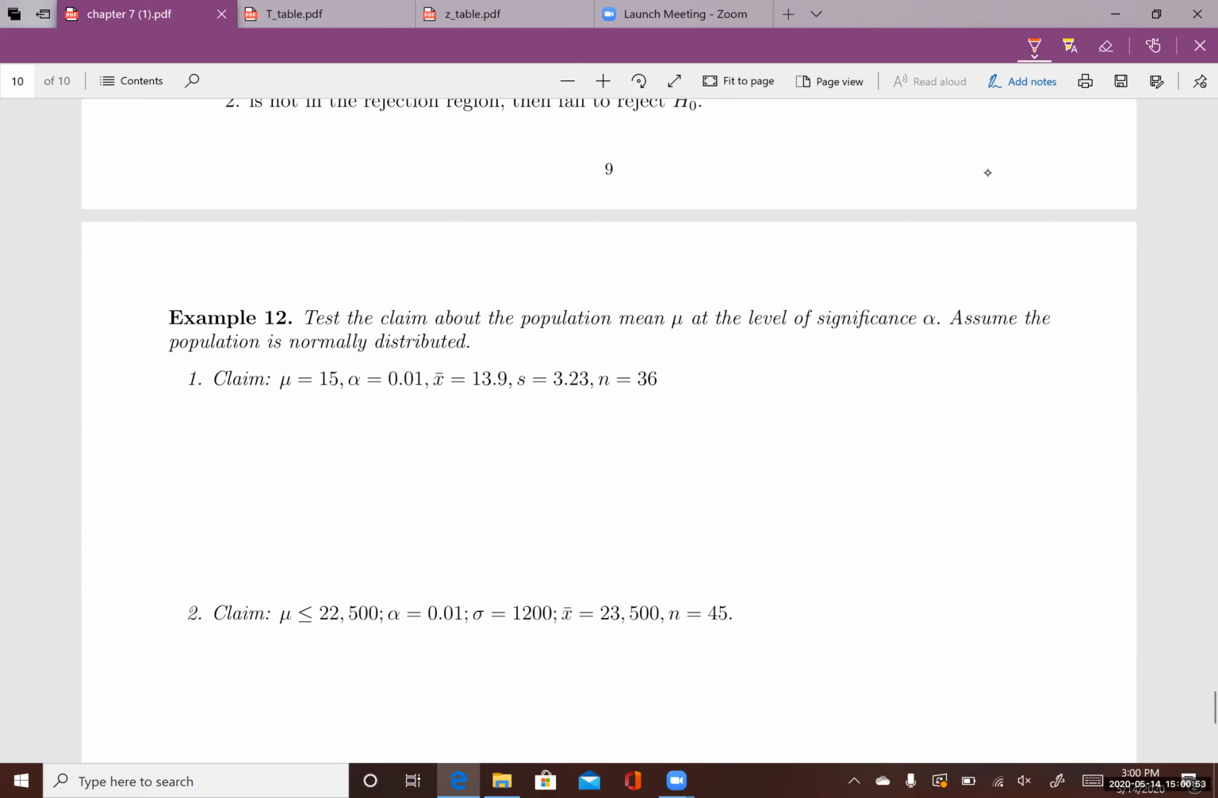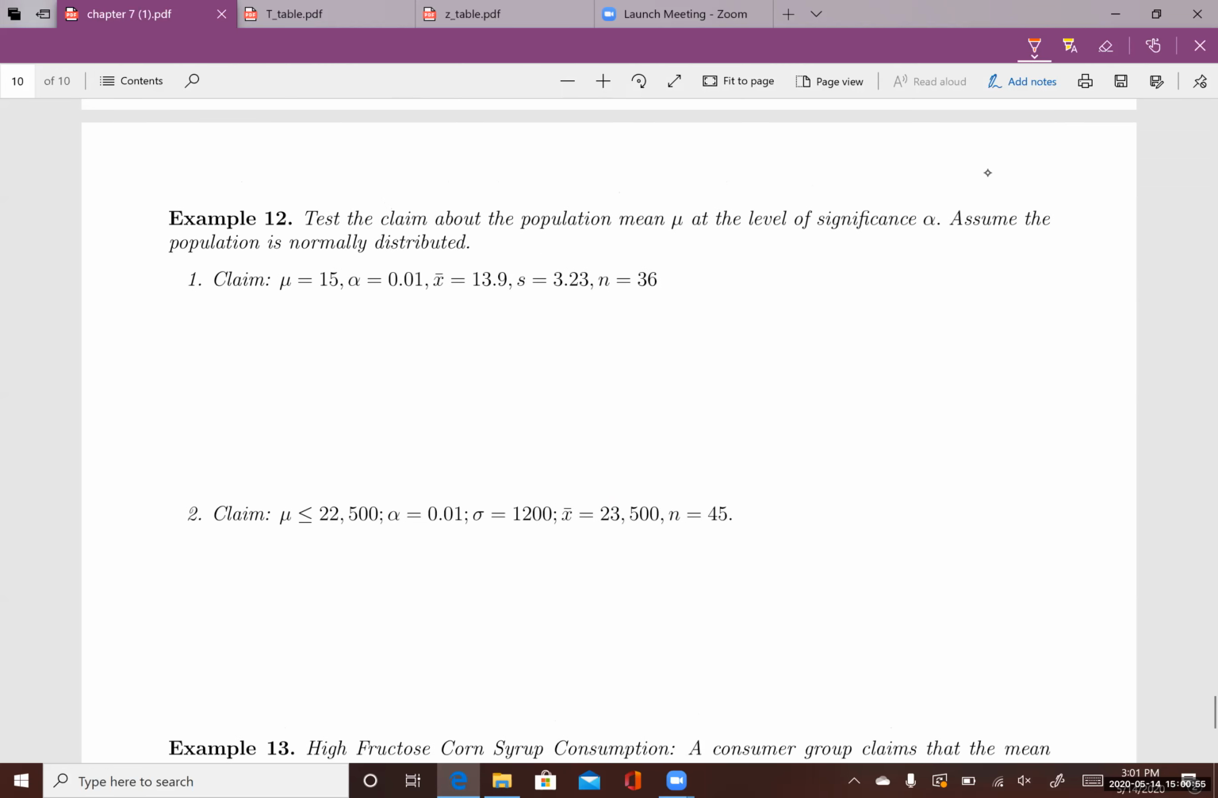Now let's try the next example. Okay. Test the claim about the population mean at the level of significance alpha. Assume that the population is normally distributed. Okay, so one condition is satisfied, and also assume that the sample is random. You have s, you don't have sigma, so you have to use a t-test.